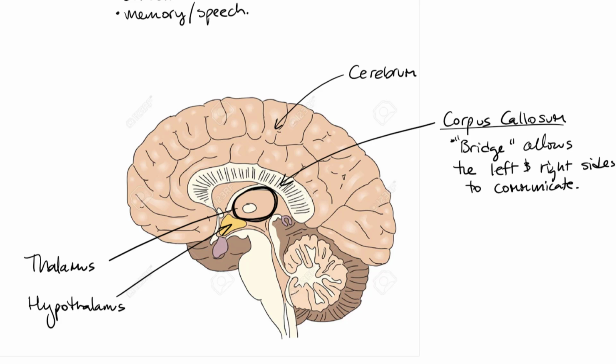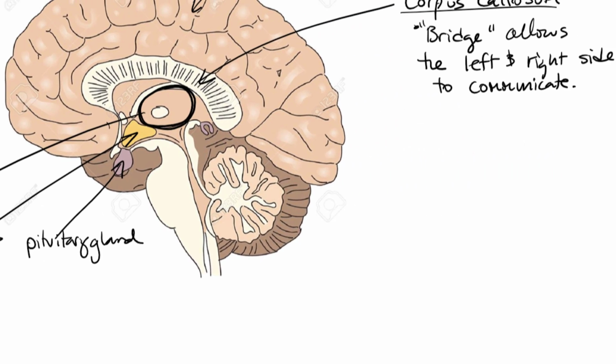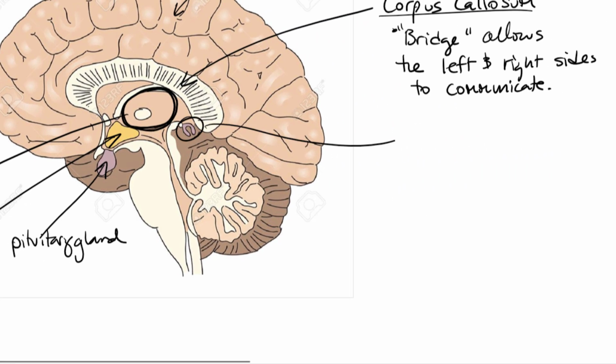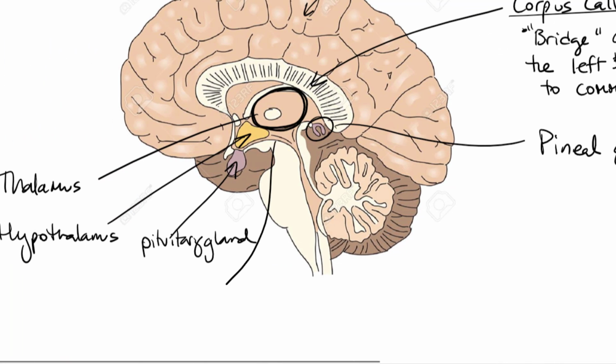Just below the hypothalamus, we have our pituitary gland. And you know this from reproduction, it controls a lot of the different hormonal processes. Right over here, we've got our pineal gland, and this has to do with sleep and melatonin production. And this is also controlled by our hypothalamus. Right under here, we've got our amygdala, and this is involved with memory, emotion, and fear.